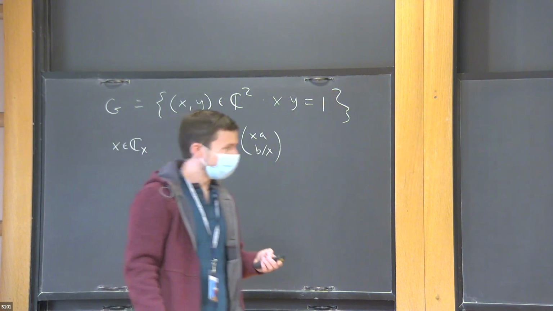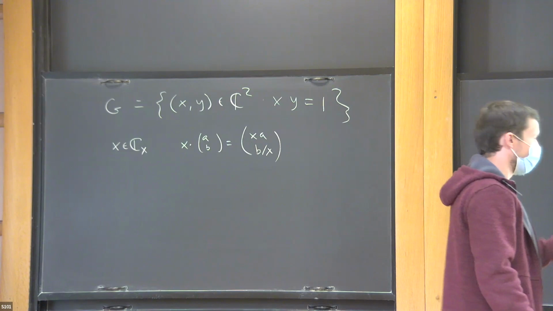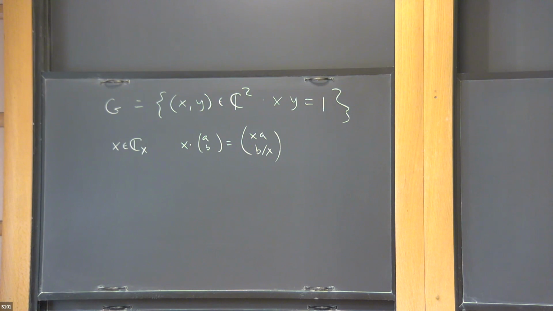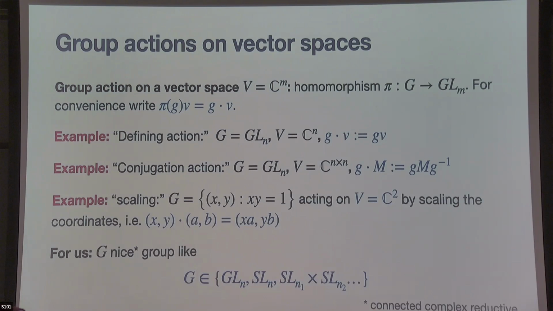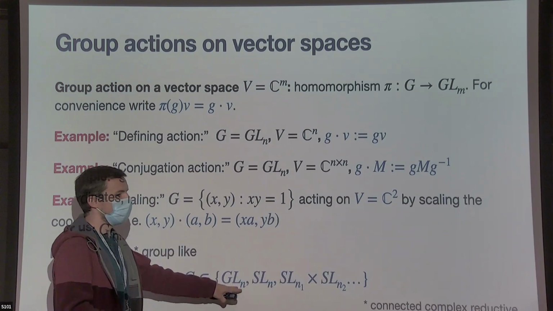Right. Okay, so the groups that we're going to talk about today, I'm just going to talk about GLn, SLn, or products thereof. But there is a formal definition of what groups this theory will work for. They're called reductive groups. Also diagonal groups, like abelian groups. You could think of them as products of GL1s. Yeah, products of GL1, that's right.